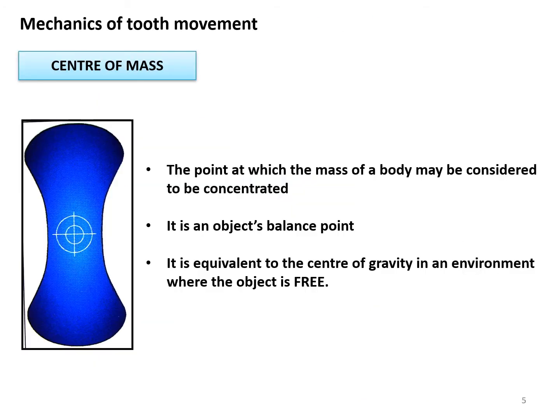Center of mass. So what is it? If you want to balance any object freely in space, you have to find the point at which the mass of the body is concentrated. So that is known as center of mass. It is equivalent to the center of gravity in an environment where the object is free.